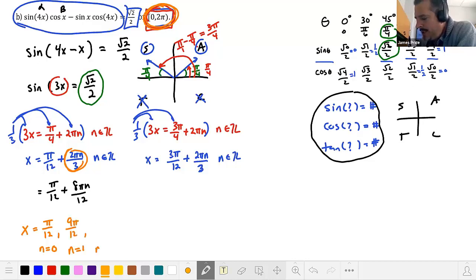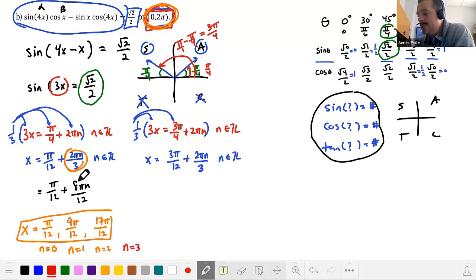And then when n is equal to 2, you add 8 pi over 12 again and see what happens. So 9 pi plus 8 pi is 17 pi over 12. And so there's your second answer. Now if n is equal to 3, you get 24 pi over 12, which is 2 pi. So you're adding 2 pi, which is too big.